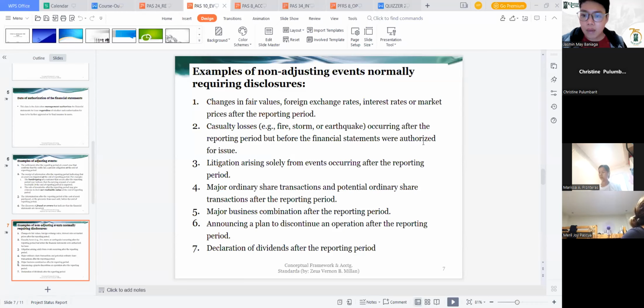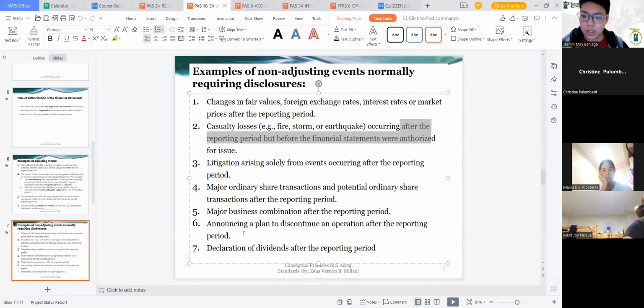Oh, lumindol daw, tapos January 1, 2023 nangyari. Affected yung building natin ng entity. So, hindi na daw siya magre-reflect sa not an adjusting entry for 2022 FS, but just a notes disclosure for the 2022 FS. So, that's the key there. Non-adjusting event, as you can notice so far, all happening after the reporting period.